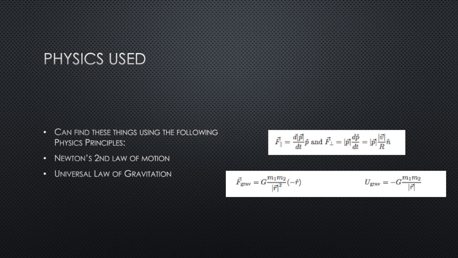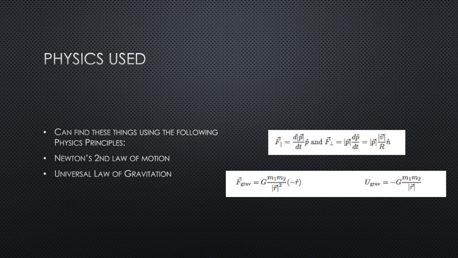One of these principles is Newton's second law, the momentum principle, and another fundamental physical principle that we use is the universal law of gravitation. The main physical principles that you will see used in the coding and the formulas that I will use are the formulas for universal gravitation, which can be seen here, and also the formulas from Newton's second law and the momentum principle, which can be seen here.